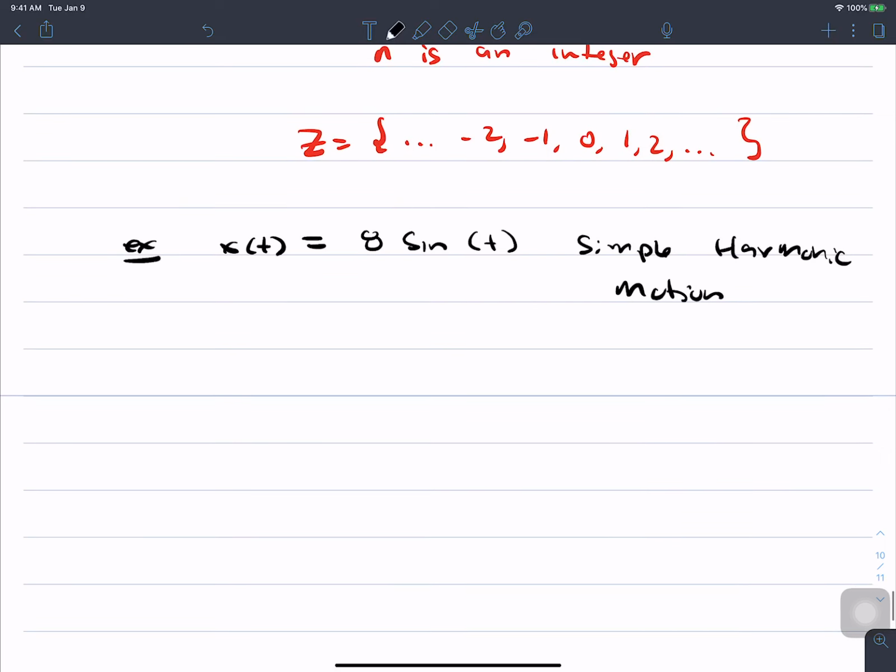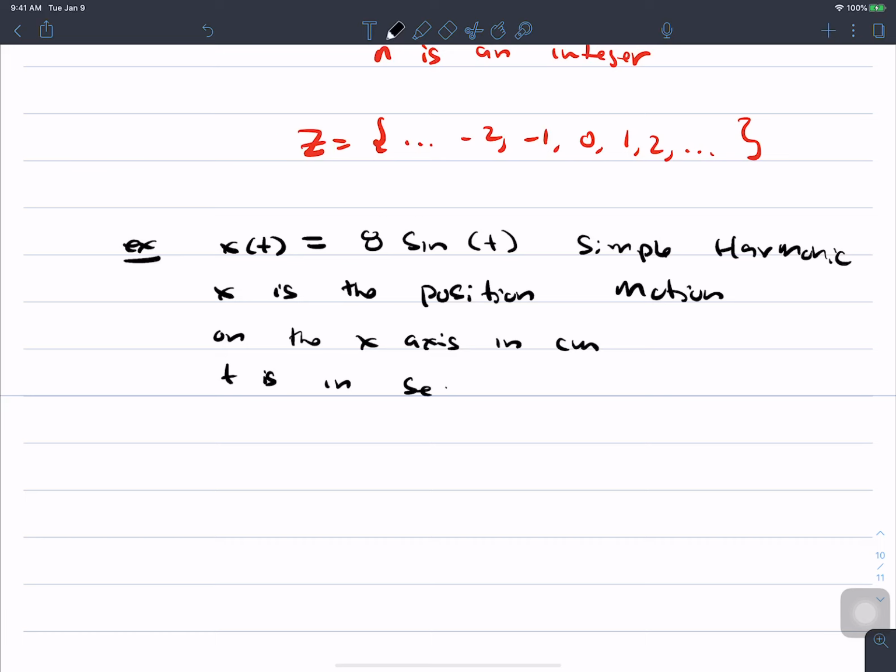And I don't know, is this vertical? I guess they want you to define. This is a simple harmonic motion. X is the position on the x axis in centimeters, and then t is a unit of time. So t is maybe in seconds.